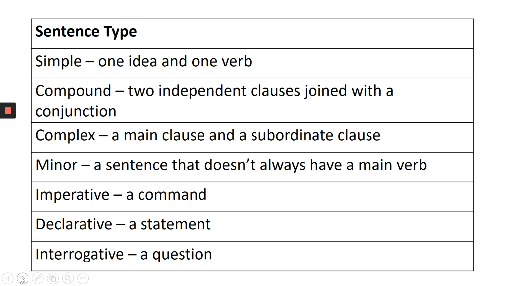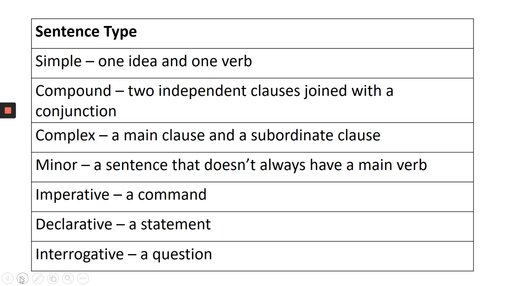The first sentence type is a simple sentence. It contains one idea and one main verb. So, for example, it'll be something short and snappy like the cat sat on the mat. One idea, one verb. Next, we've got compound sentences. These contain two independent clauses joined together with a simple conjunction. For example, the cat sat on the mat and ate a mouse.